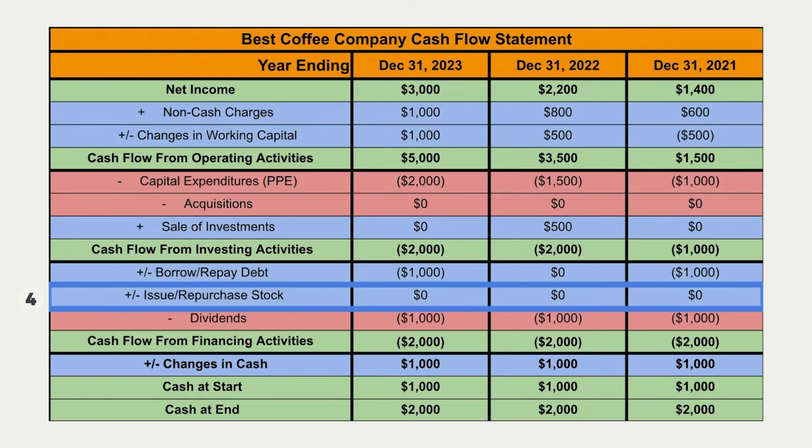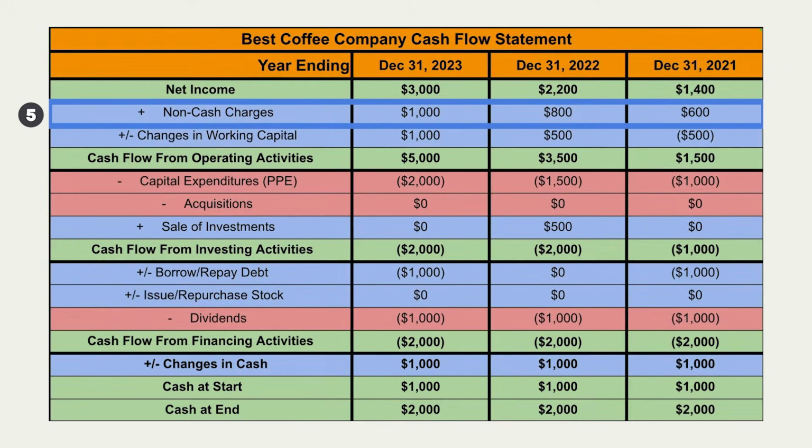The next number that I pay attention to is the amount of stock that a company is either repurchasing from its investors or issuing to those same investors. Now, the final number that I always pay attention to is in the non-cash charges section. And specifically, I like to focus on how much stock-based compensation a company is issuing to its employees.